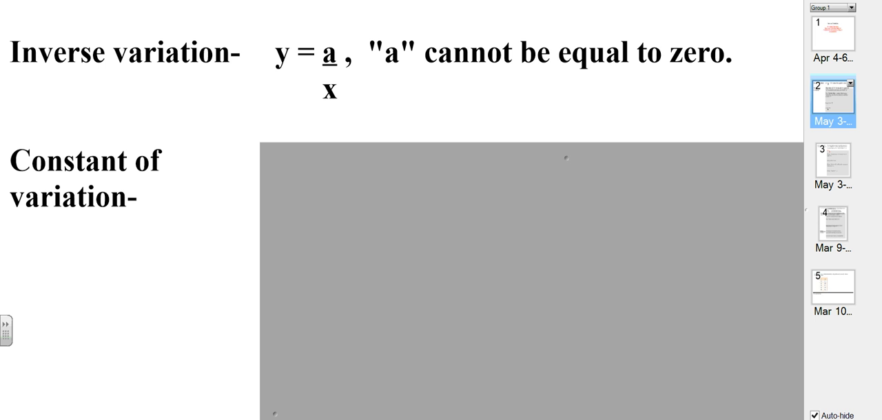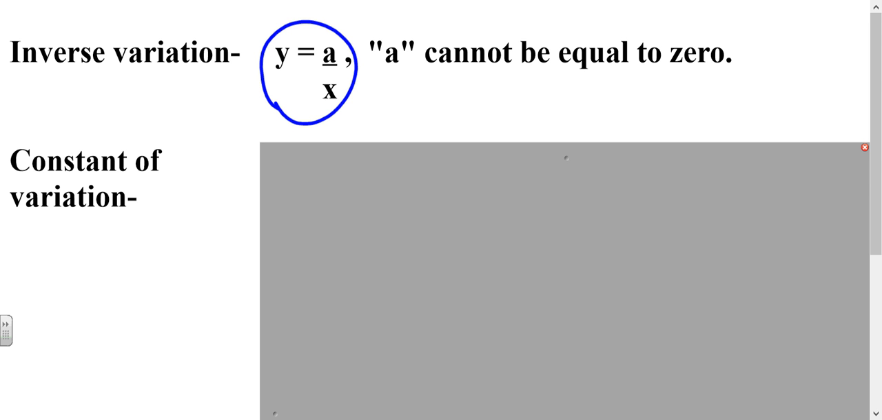Now in this equation, a cannot equal 0, because if you have 0 divided by a number, it equals 0. So we can't have a be equal to 0, because then we would have y equals 0, which is not the same. As long as a does not equal 0, this would be the equation for inverse variation. We've also learned about different types of variation, such as direct variation, and we'll talk about those in a minute too.